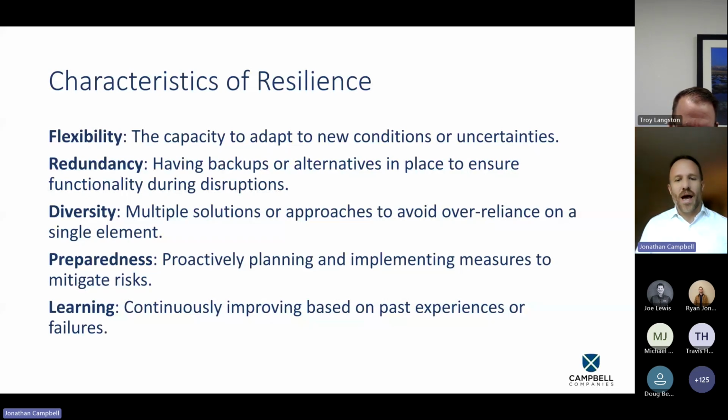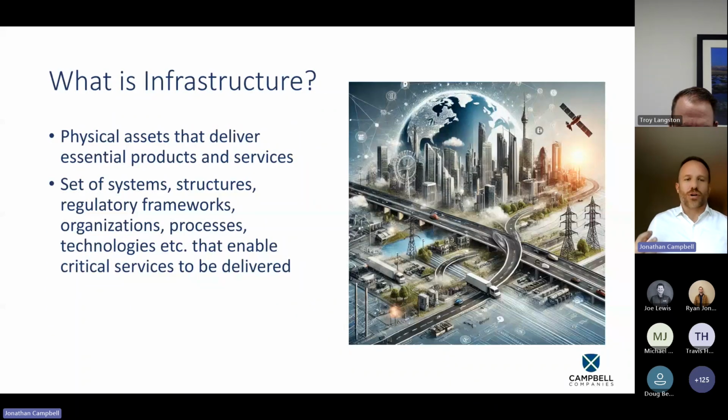You're always improving how you do things based on past experiences or failures. And so as we look at this, it applies to infrastructure, it applies to government, it applies to businesses, it applies to everything we do and how we can be resilient and how we can build resilience into our processes and procedures. So when you look at it in terms of infrastructure, you ask, what is infrastructure?